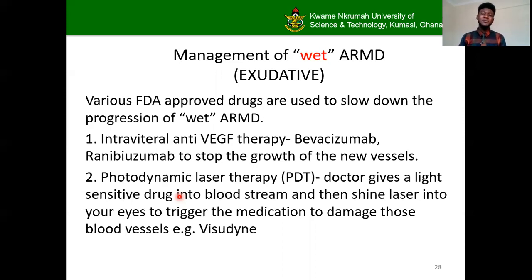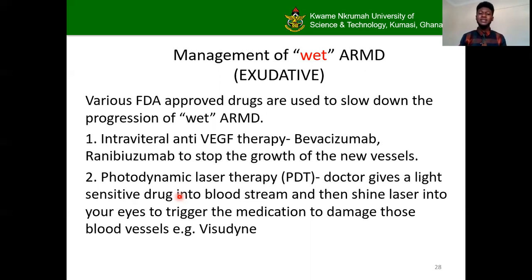And it's as a result of this VEGF, which is a signaling protein, which will be enhancing the growth of these new vessels. Therefore, I need an anti-VEGF, which will help slow down or even stop the proliferating or this growing of new vessels. An example of this was the bevacizumab, and another drug to stop the growth of the new vessel.